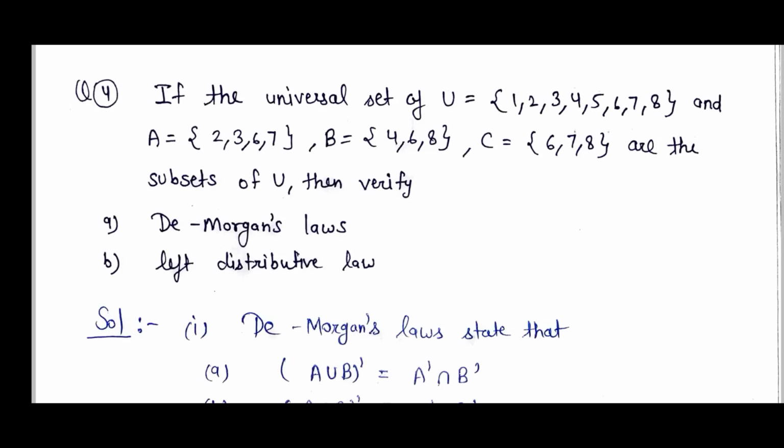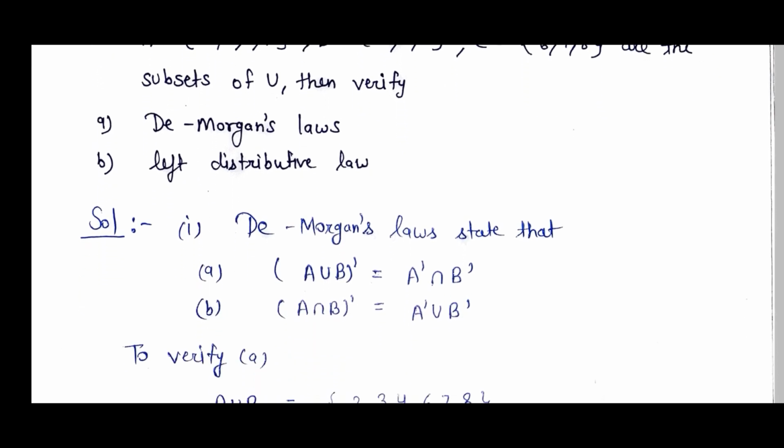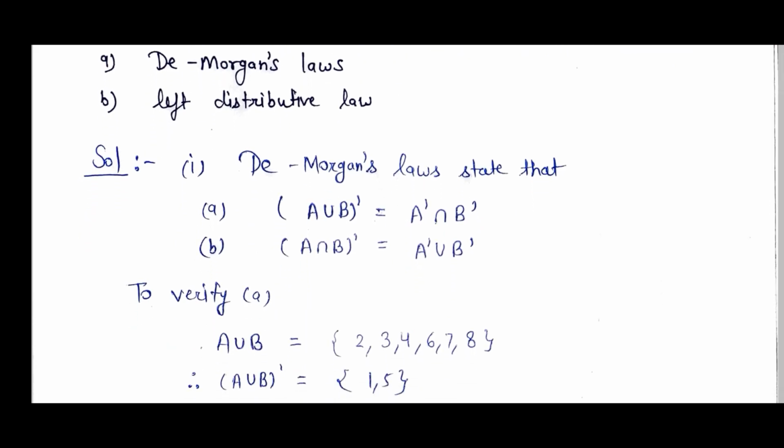If the universal set U is 1 2 3 4 5 6 7 8, and A is equal to 2 3 6 7, B is equal to 4 6 8, and C is equal to 6 7 8 are the subsets of U, then verify De Morgan's law and the left distributive law. First is De Morgan's laws, which state that (A union B)' is equal to A' intersect B', and (A intersect B)' is equal to A' union B'. These are the two formulas of De Morgan's laws, and now one by one we verify them.